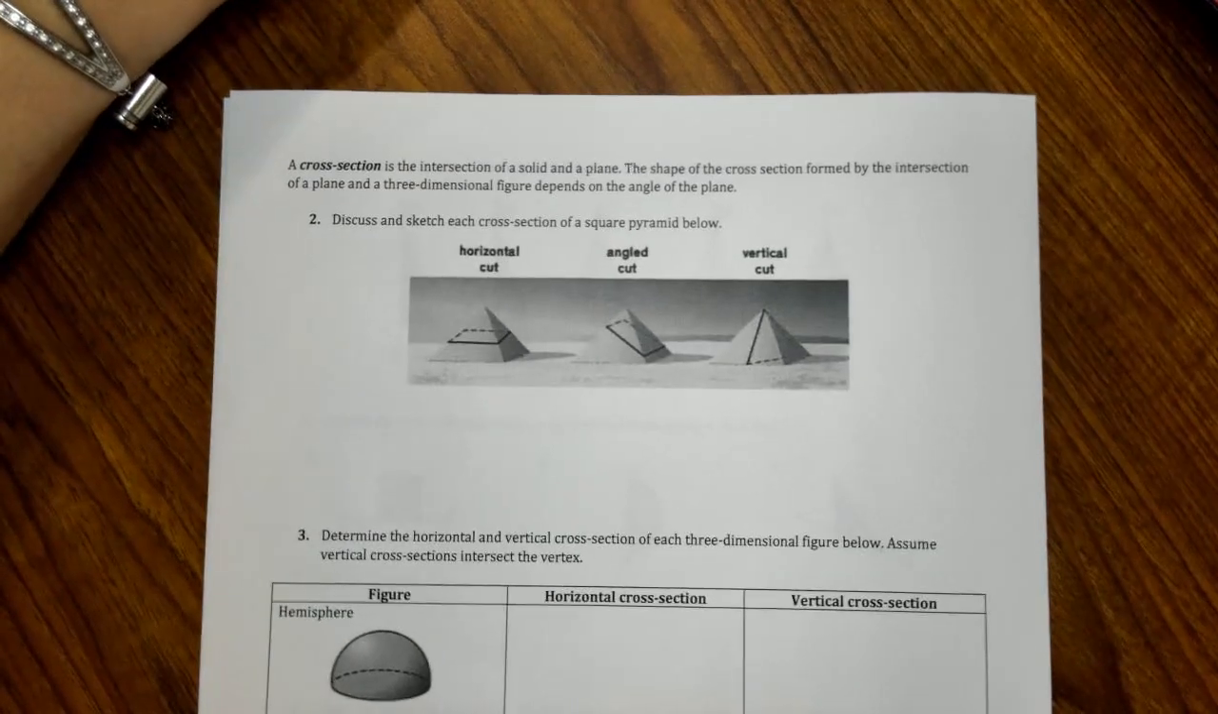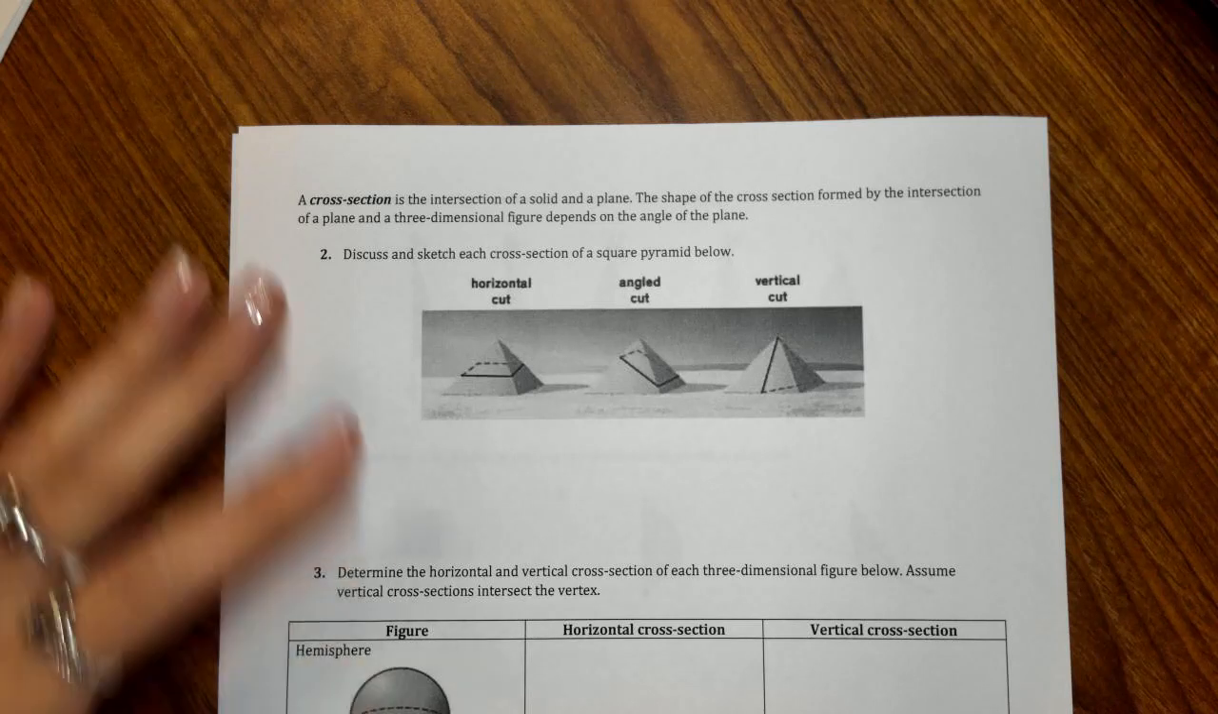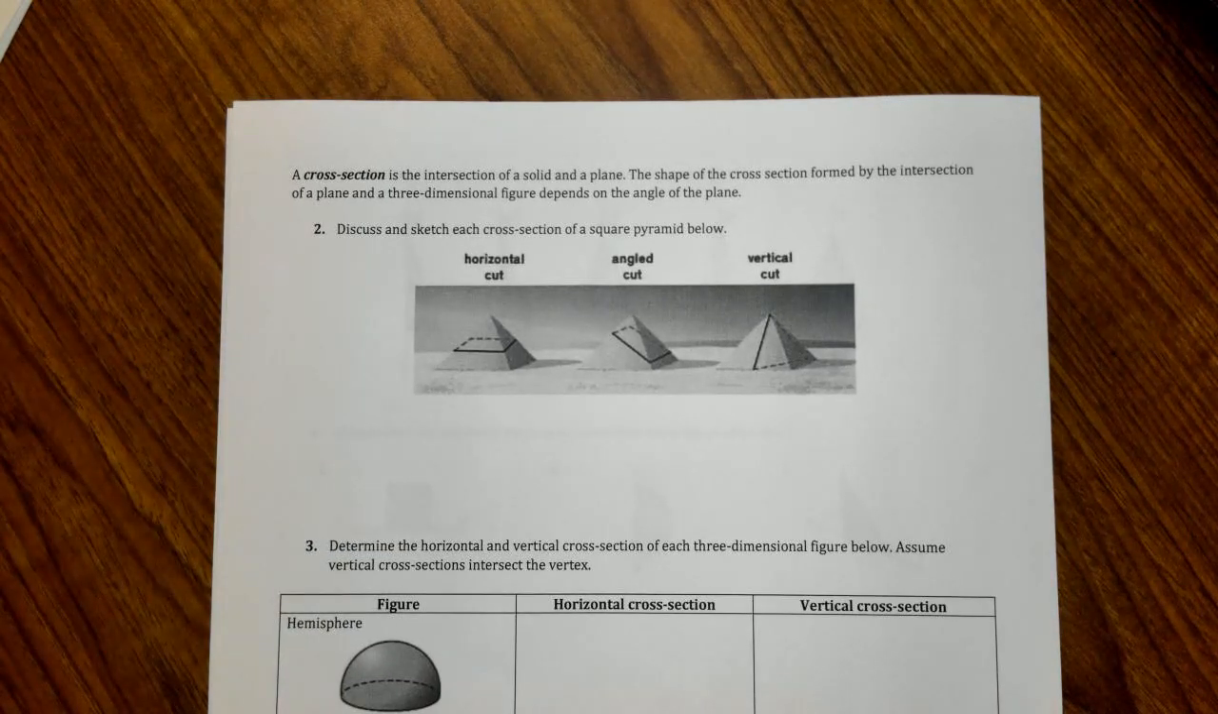Now let's take a look at what's called cross sections. I'm going to do the best I can on the video with my solids that I have to represent the cross sections. A cross section is an intersection of a solid and a plane.